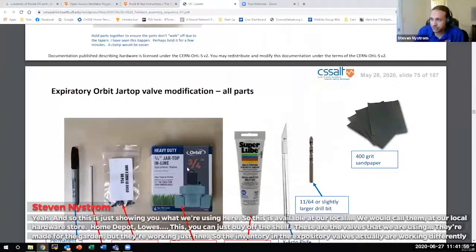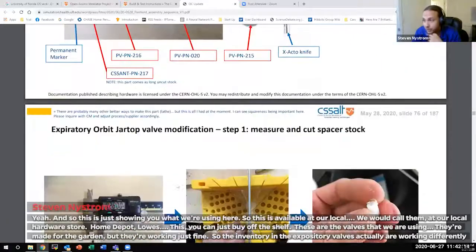Yeah, and so this is just showing you what we're using here. This is available at our local, we would call them, hardware store, Home Depot, Lowe's. This you can just buy off the shelf. These are the valves that we're using. They're just made for the garden, but they're working just fine.